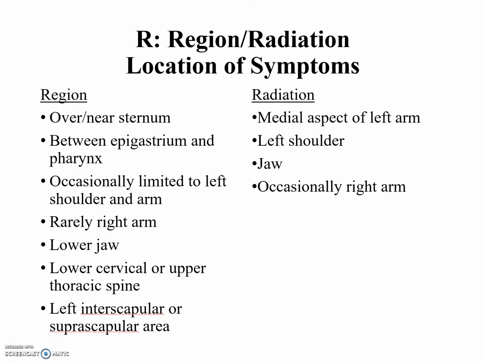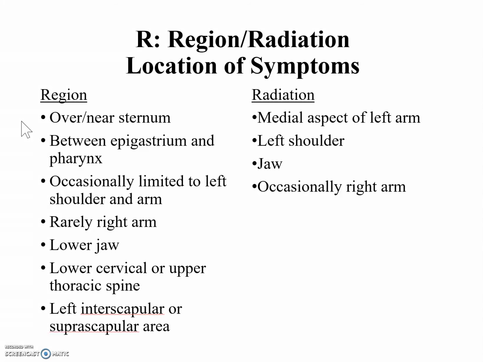In terms of the R, it signifies two things: region and radiation. So where the angina symptoms tend to happen are listed here. There's quite a few of them, but it tends to be over or near the sternum, so the center of the chest, and we often call it substernal if patients feel it beneath their sternum. It's between the stomach, the epigastrium, and the pharynx, so around the neck. It's within that area. Sometimes it can be going to the left arm, rarely to the right arm.